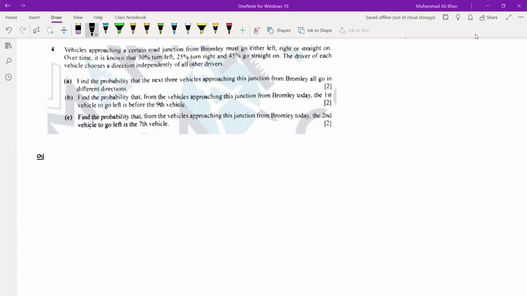Now, in the first part, find the probability that the next three vehicles approaching this junction all go in different directions. So the first, maybe left. Second, maybe right. Third, maybe straight. So we have to arrange these three directions. So for the arrangement of three directions, we have to write 3 factorial. So now the final answer according to this is 0.2025.